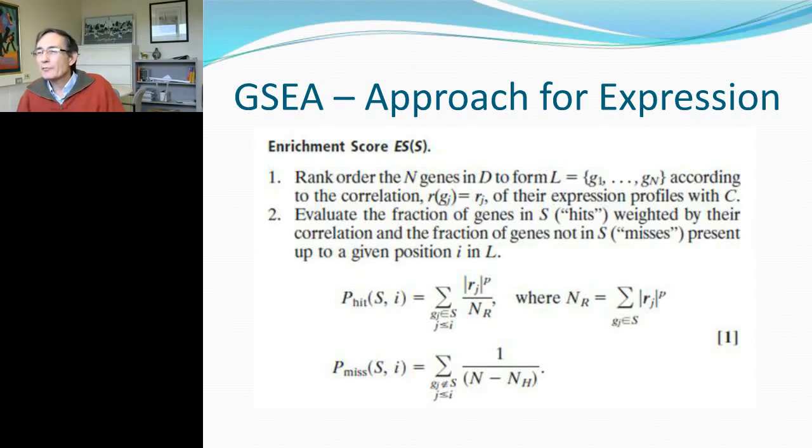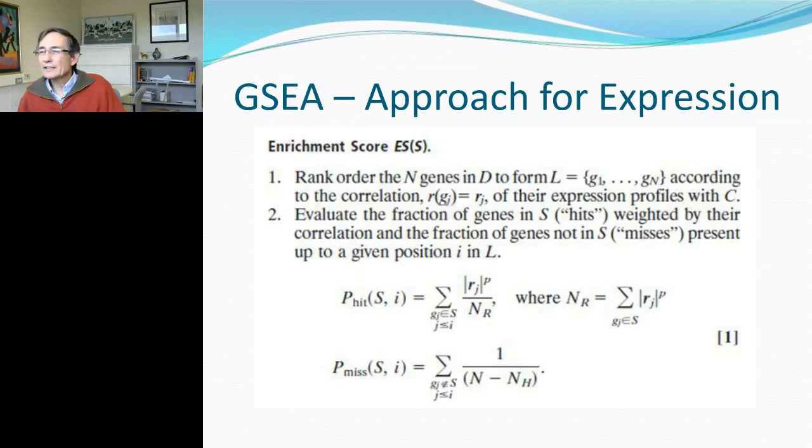The GSEA approach for expression analysis uses an enrichment score in which, let's say you're studying N genes in an expression study. You rank order those according to expression, and you would form a set that are in a pathway, and then you identify the correlations of the expression patterns with the phenotype of interest. So that's the r_j listed here. So, for example, that might be correlation between expression and case control status.